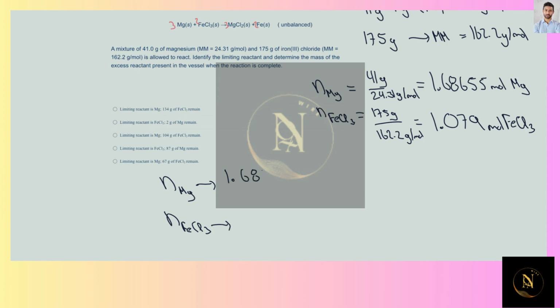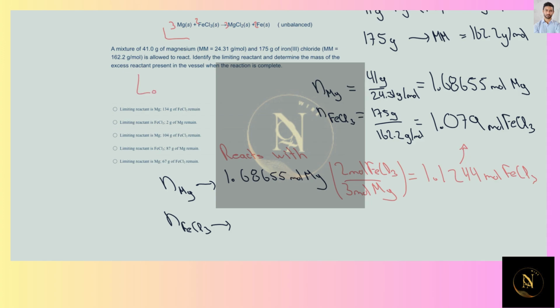So 1.68655 mole of magnesium can react with, here we're going to put the stoichiometric coefficients according to our chemical equation. So we know that 3 mole of magnesium is going to react with 2 mole of iron chloride. So this is going to be able to react with up to 1.1244 mole of iron chloride. So with this information, we already know that the limiting reagent is going to be iron chloride.